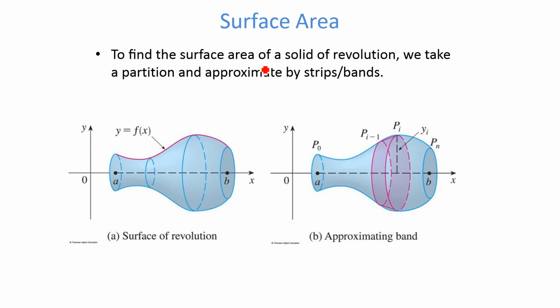To find surface area of a solid of revolution, we take a partition and approximate by strips or bands. So this is the interval for which we have to find the area of surface of revolution. Now, while rotating this curve about any axis of rotation, a surface of revolution would be generated. And how to find the area?